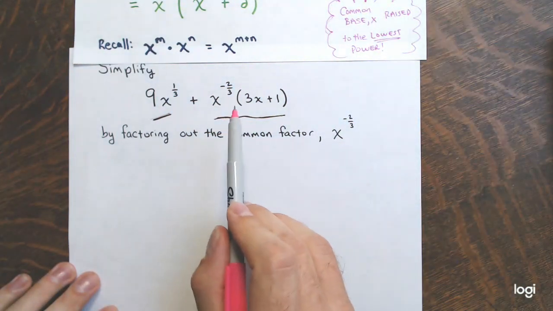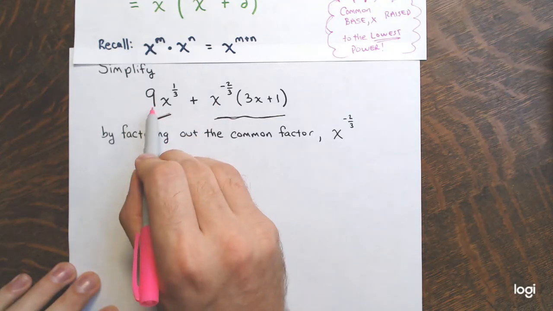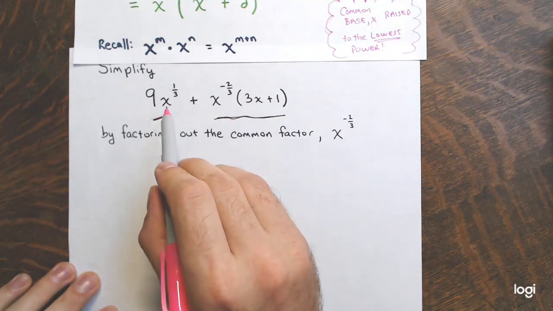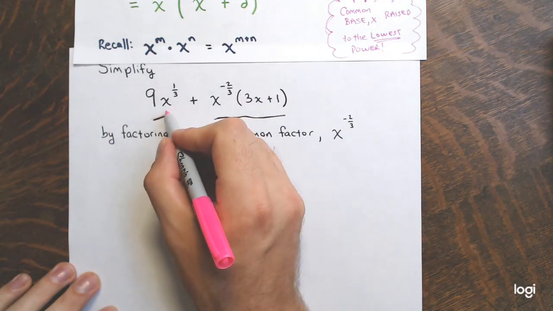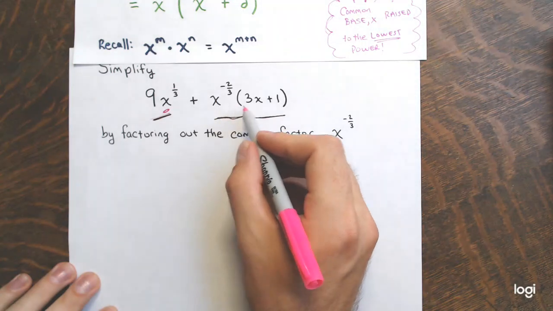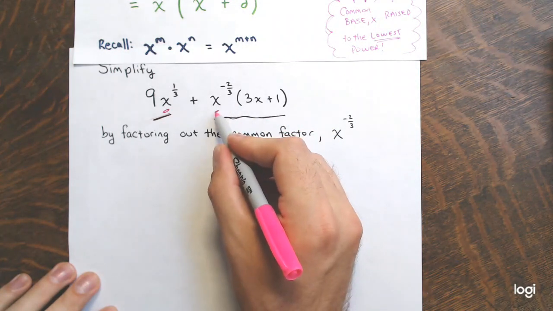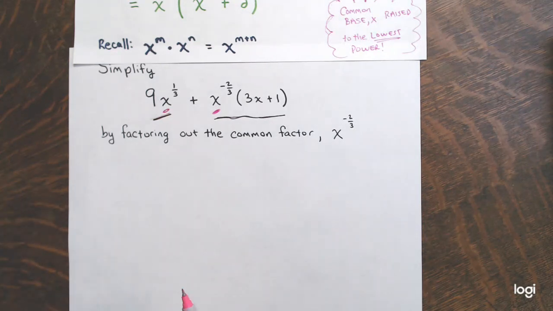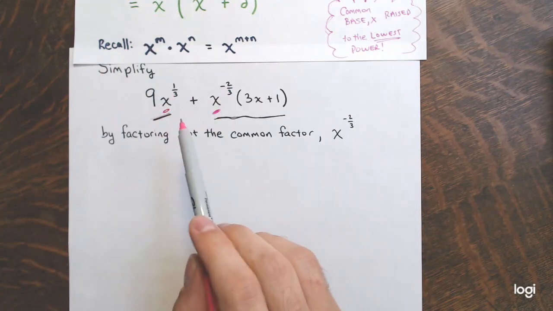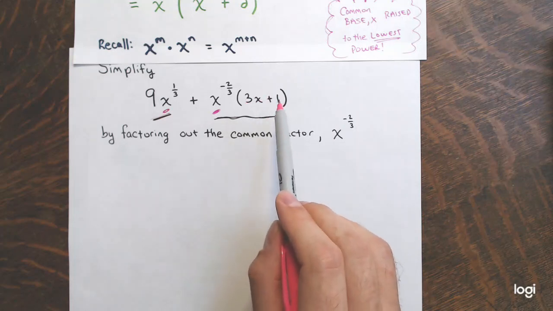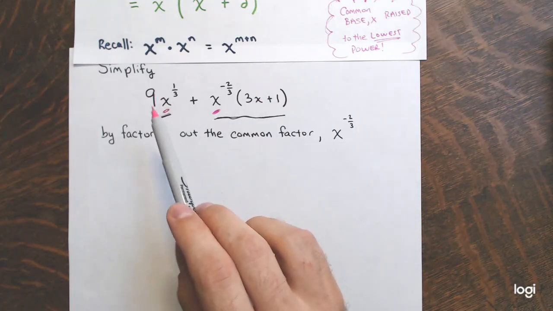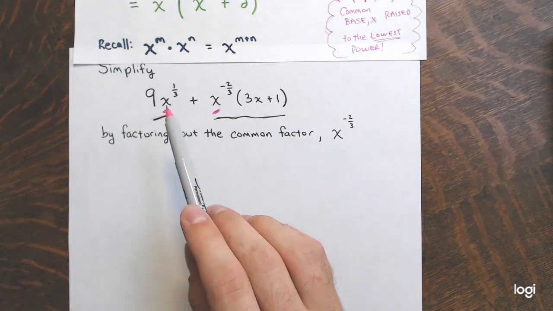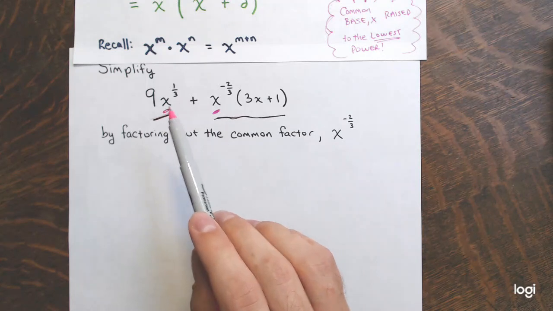Let's look at these two terms. There's a base of 9 here. There's no factor of 9 over in this product. There's a base of x. In this product, there's also a base of x. So they do have a common factor. They both have x to some power in it. And this one has 3x plus 1 to the first, and this factor doesn't have any 3x plus 1s in parentheses. So the only base that they have in common is x.